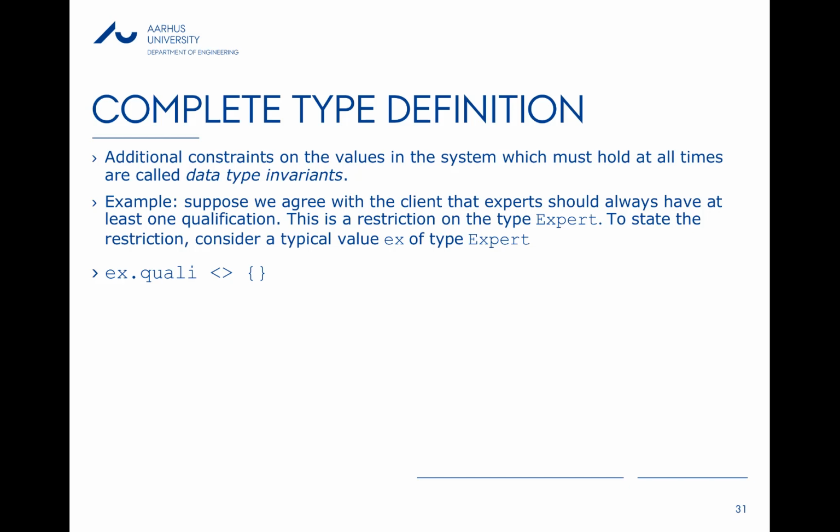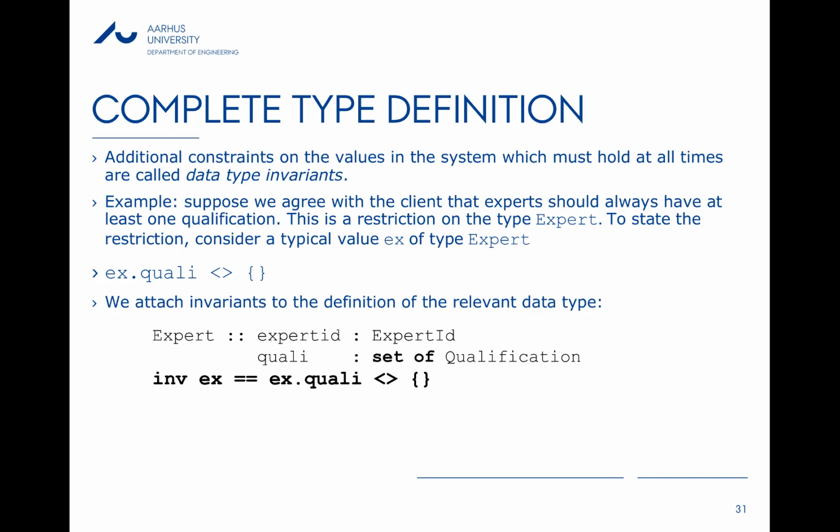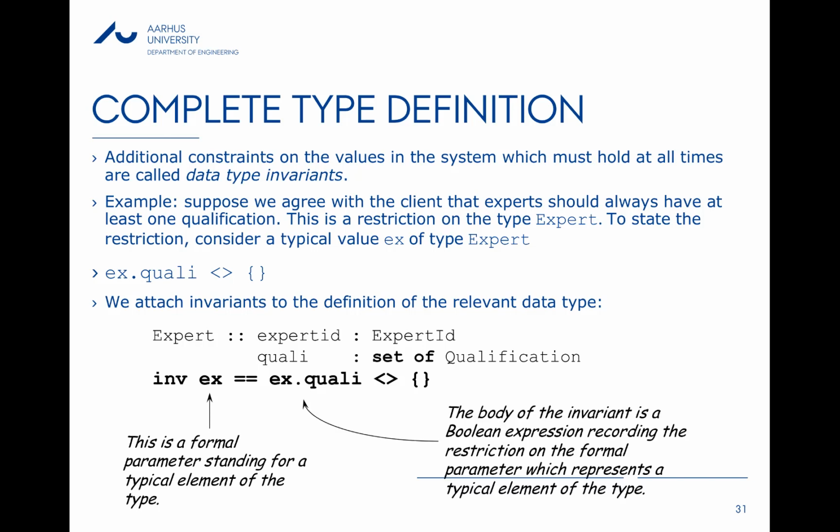You could find places in corrupt countries where that would not be put in, but certainly it would make a lot of sense to do that in civilized countries. So we attach such an invariant to the definition of the relevant type. So here in the expert, where we have that expert has a set of qualifications, we need to say the invariant that EX, that's the formal parameter standing for the typical element of the type, and then the body of the invariant is the Boolean expression containing the restriction using the formal parameters that we have there. And here we make use of the selector called quali, because ex.quali should be non-empty.